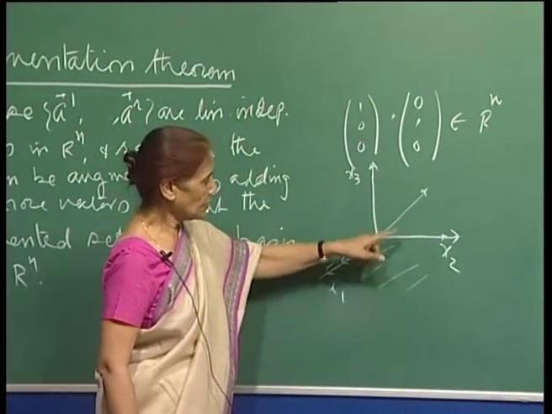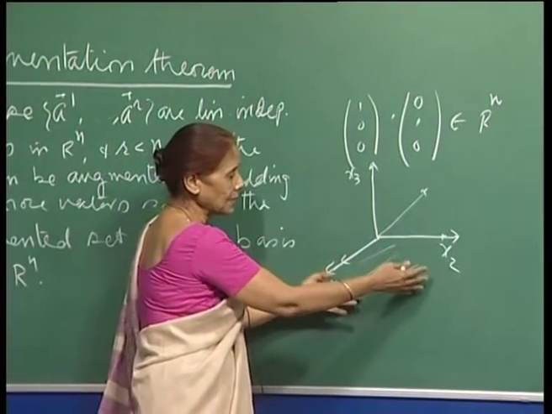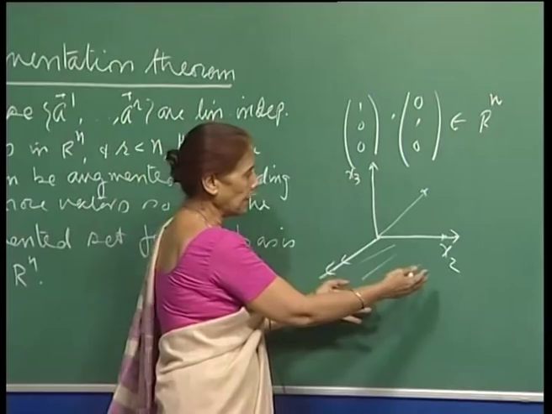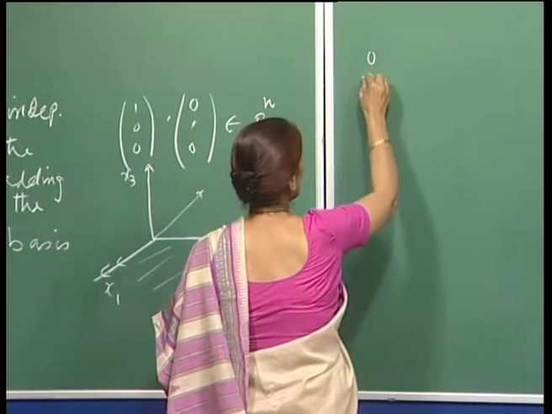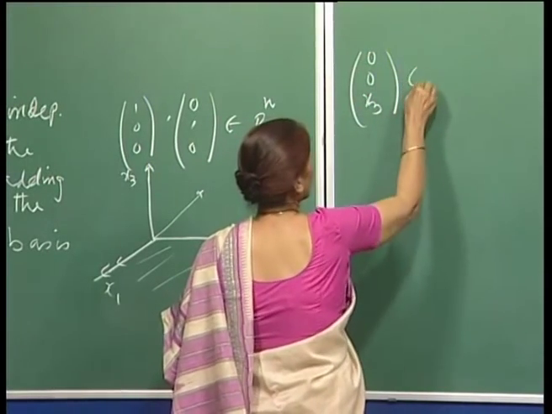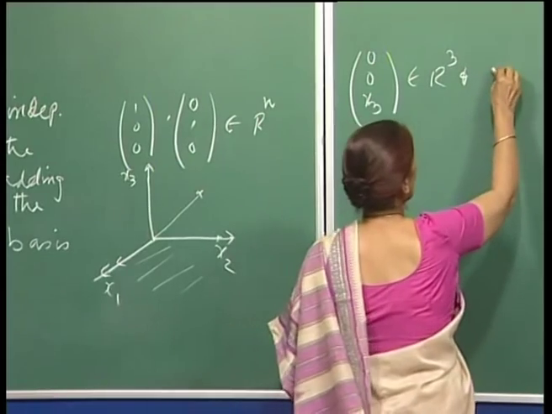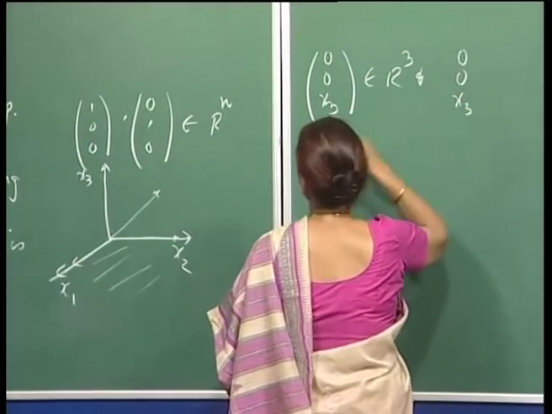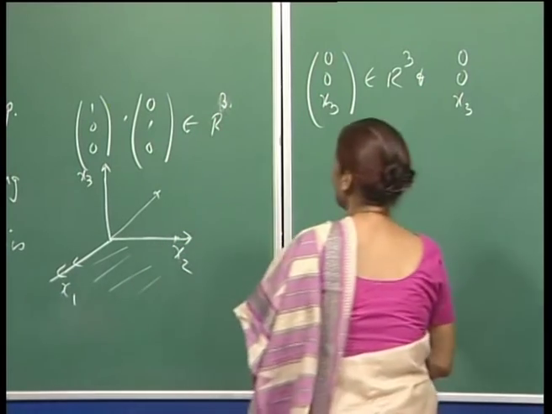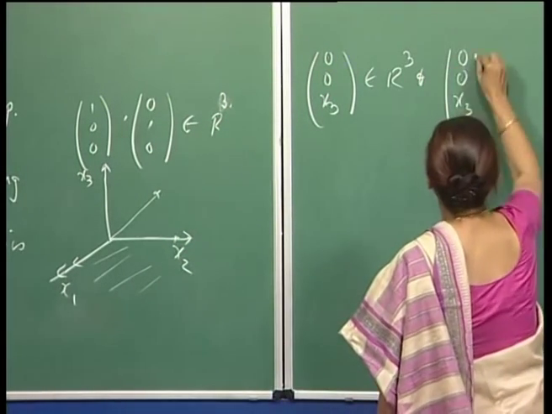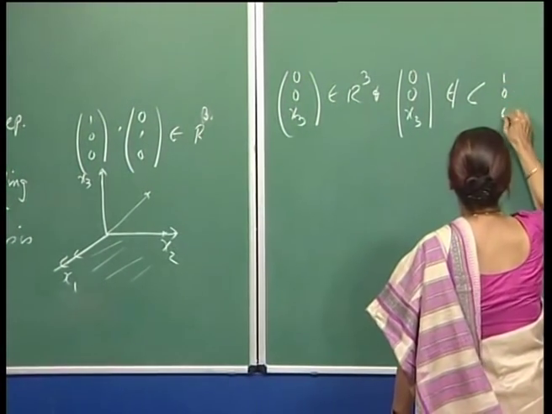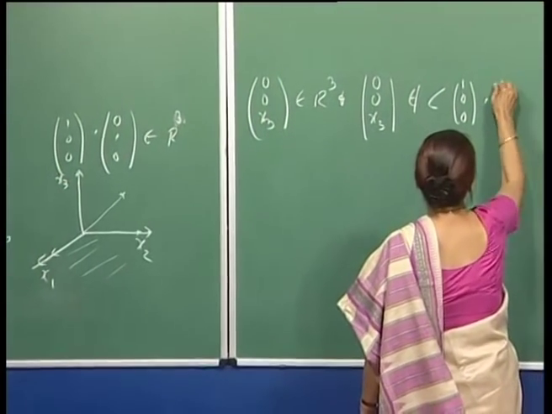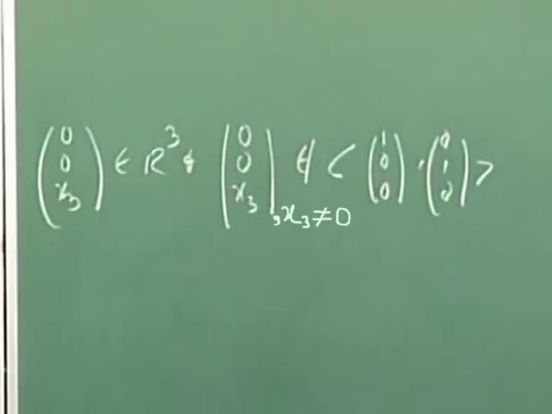What does it mean to have a vector which is not in this plane? That means a vector which is not in this plane will have its third component non-zero. That means any vector of the kind 0 0 x3, this also belongs to R3. I am sorry, these both belong to R3. So, this does not belong to the linear combination of the vectors 1 0 0 and 0 1 0. Okay, so I have shown you this. This is how one can go on augmenting a set.